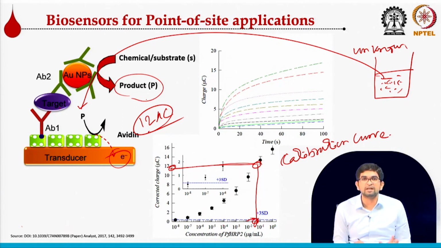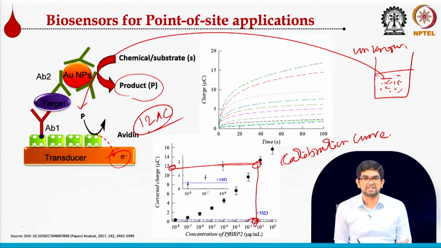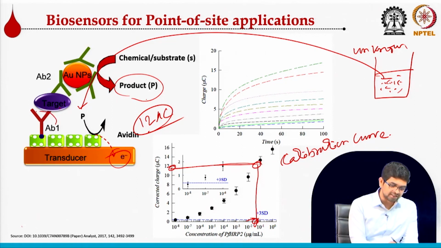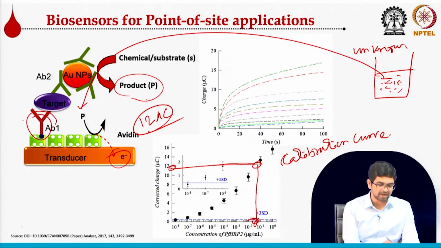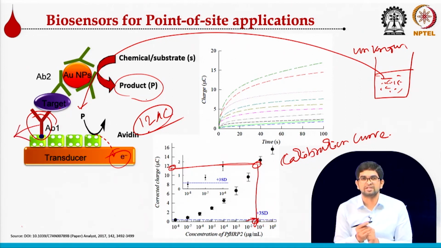This is a very simple technique. With this sensor you can determine any target concentration, and this is a very generic concept. You may say, sir, why do you use PFHRP2? Is it very specific for PFHRP2? Yes, this sensor is very specific for PFHRP2, but if you want to go for dengue detection, then you have to change this antibody, and you can use a dengue-specific antibody, then it can detect dengue. So, it is a very generic concept. Based on your bioreceptors you can change your biosensor. Okay.